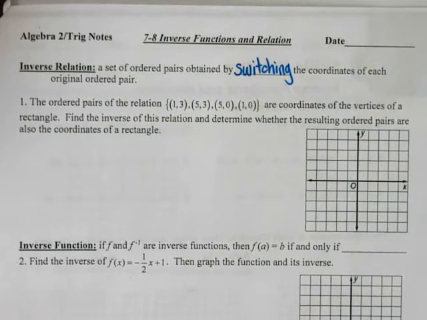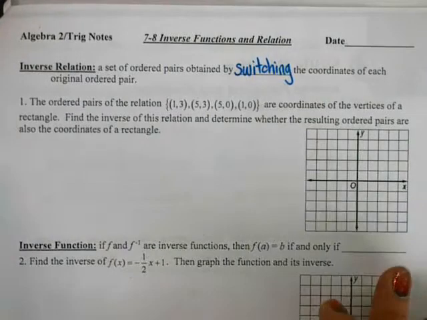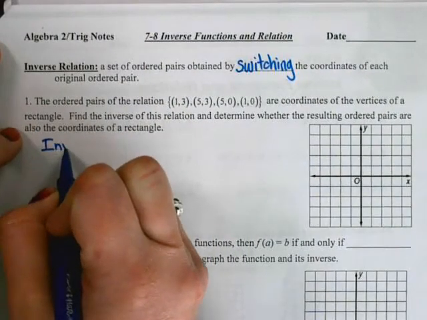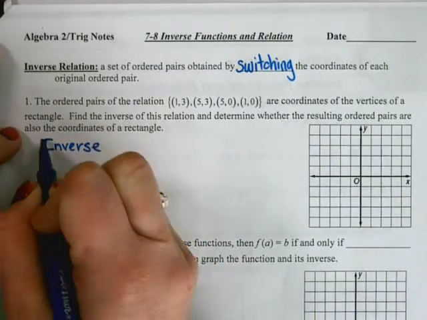So number 1 says the ordered pairs of the relation (1, 3), (5, 3), (5, 0), (1, 0) are the coordinates of the vertices of a rectangle. Find the inverse of this relation and determine whether the resulting ordered pairs are also the coordinates of a rectangle. Okay, so here's my inverse. I'm just going to switch them. If it was an x, it's a y. If it's a y, it's now an x.